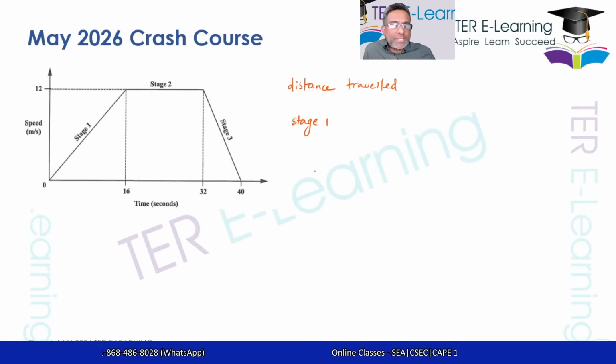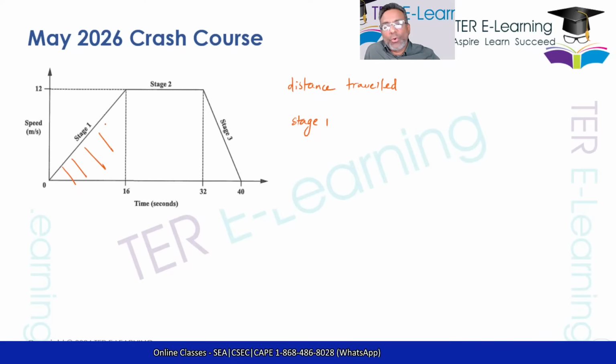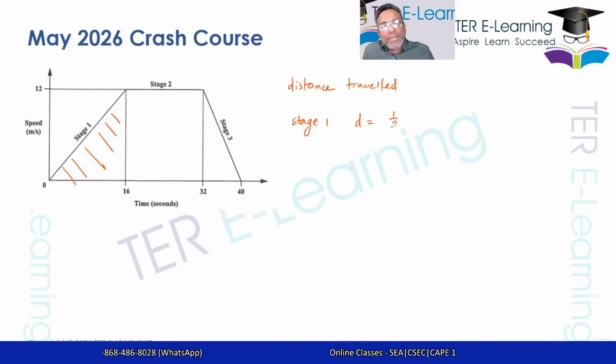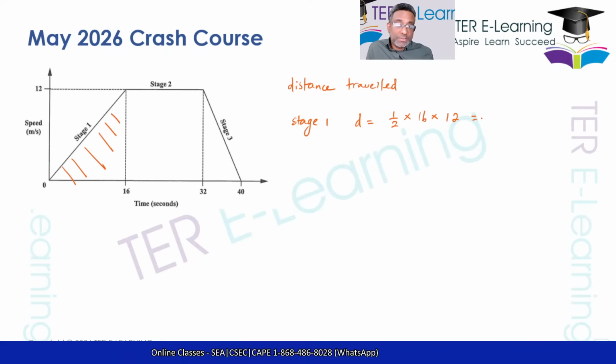So if you want to work out distance traveled from a speed time graph, all you need to do is to find the area under the graph. So all you need to do is to find the area of that triangle. So that distance traveled here is simply going to be a half. It's a triangle, so it's half base by height. So half by 16 by 12. Okay, so they could have asked you that. So that's going to be 12 eights, that's 96 meters.